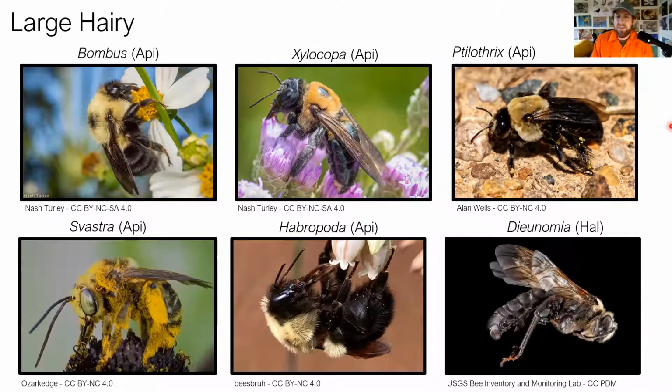And here we have, I don't know how to pronounce this one, Dieunomia. These are a really large sweat bee, which is quite unusual. Most sweat bees are really small. But these bees love the sunflower family, Asteraceae, and most Asteraceae flower later in the summer or even into the fall, so that's when these bees are active.